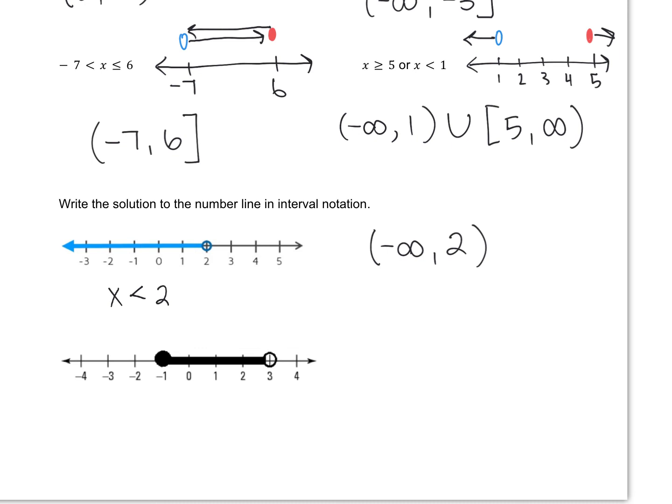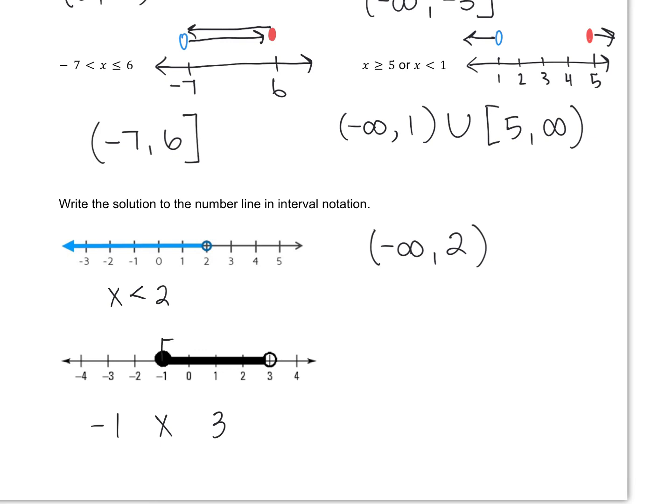Okay. Next we have a number line. We have it shaded between -1 and 3 with a closed circle at -1 and then an open circle at 3. So I'm going to have x, I'm going to have -1 on the left, and I'm going to have 3 on the right. Now I have to figure out the inequality.